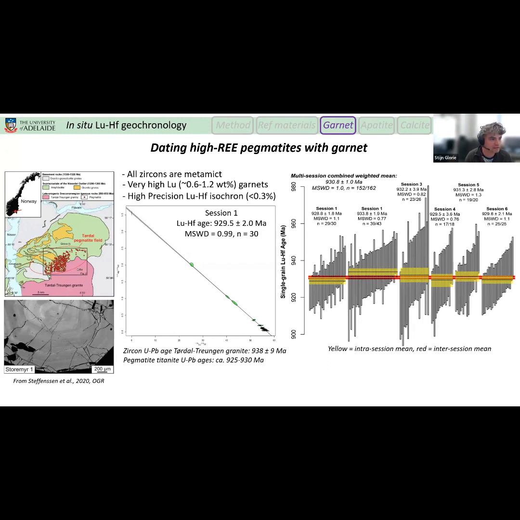However, in most cases, you will not achieve that, because in most cases, garnet has far less lutetium than this, of course. So keep that in mind. But if you want to have detailed, high precision numbers, then the method can potentially also achieve that as well.